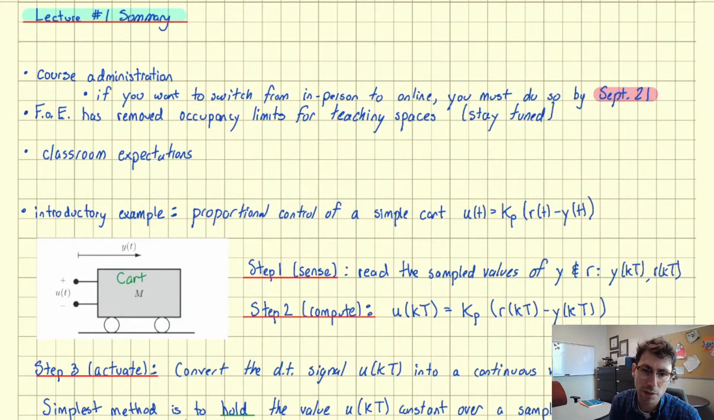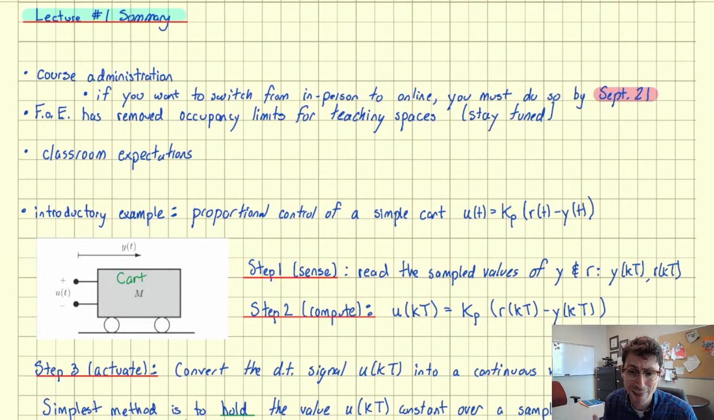Well, we went over the course administration, so the course outline. All that information is available on the course website, Learn. I do want to mention a couple of things. It's a very fluid situation at the university, it seems. First, if you're in a blended section and you want to switch from in-person to online, you have a deadline of September 21st to do it. This is what I've been told, so please be aware of that.